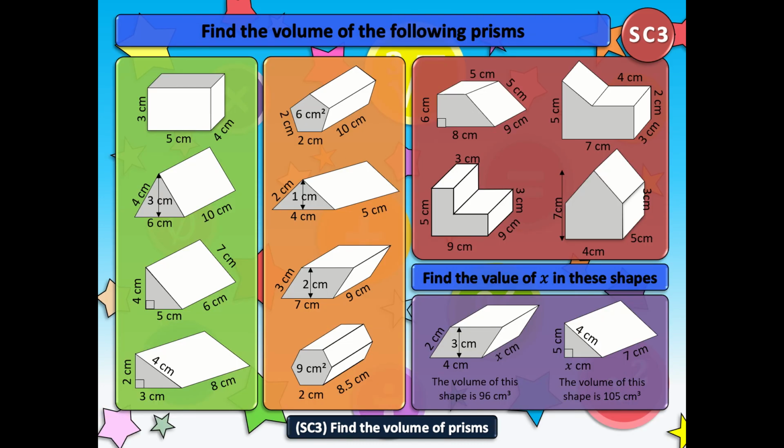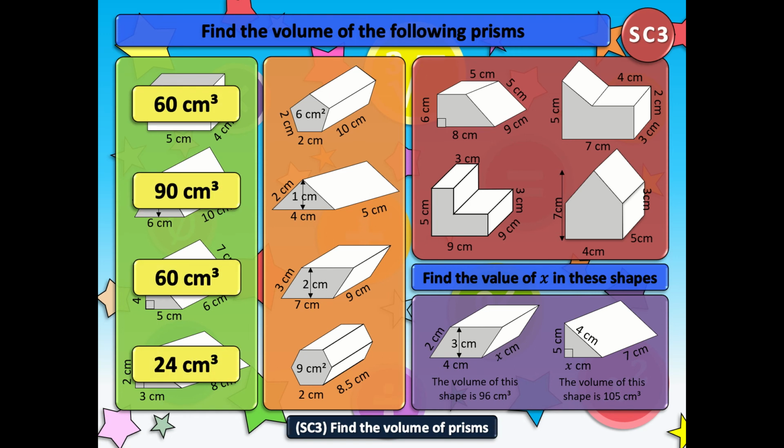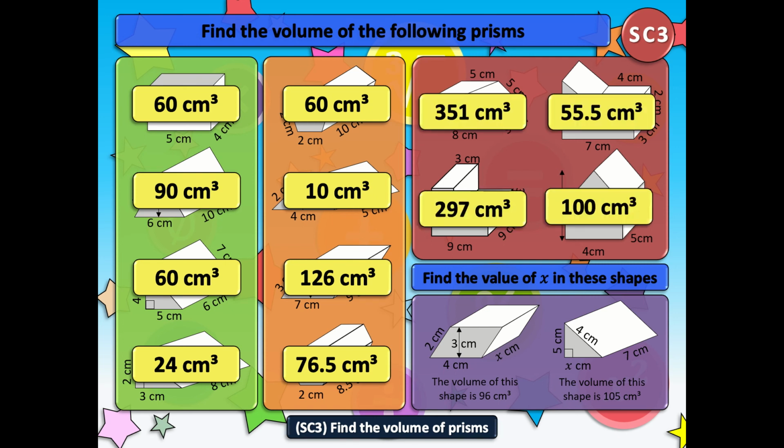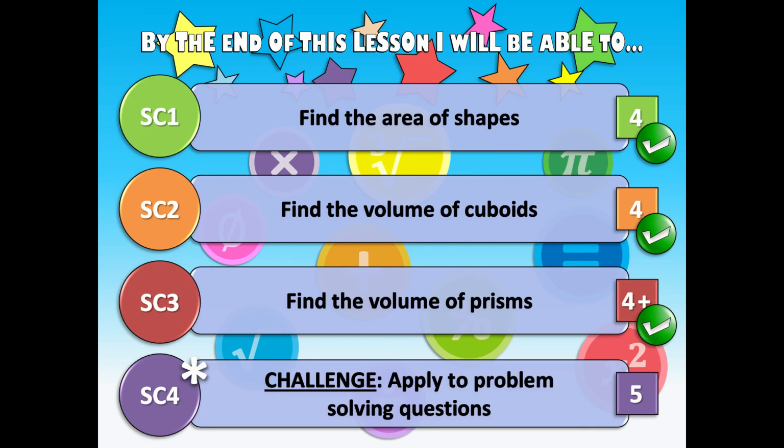Here's some questions for you to have a go at. Pause the video, and when you're ready to mark your work, press play. Here are your answers. So there's your green answers, there's your amber answers, there's your red answers, and there's your purple answers. And now we've completed success criteria 3, so we're going to move on to number 4, and this is to apply to problem solving questions.